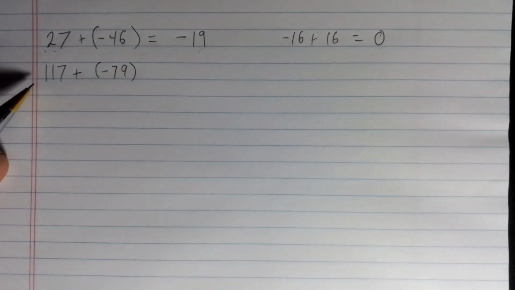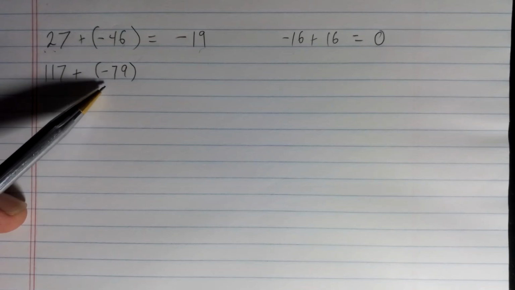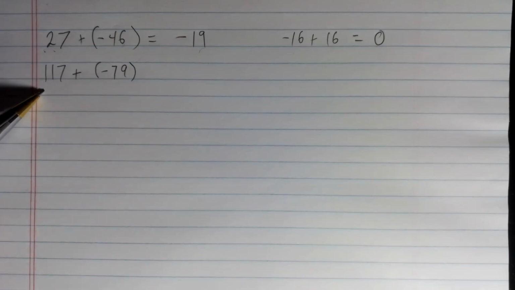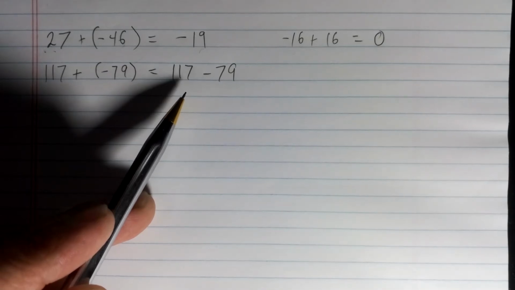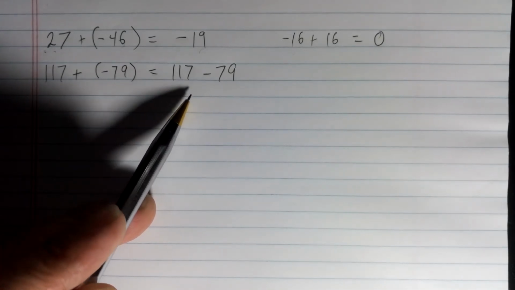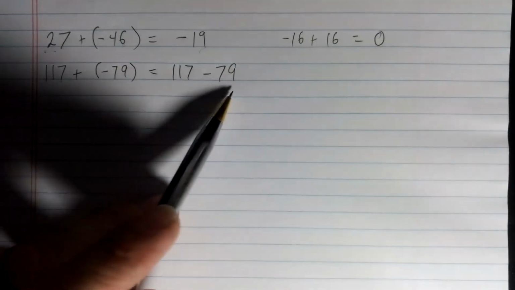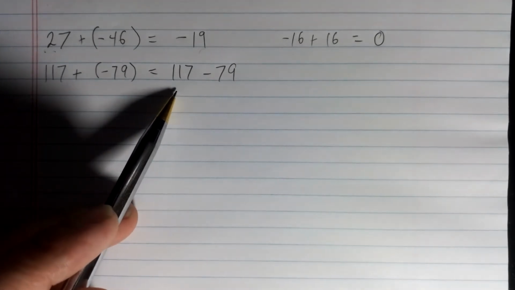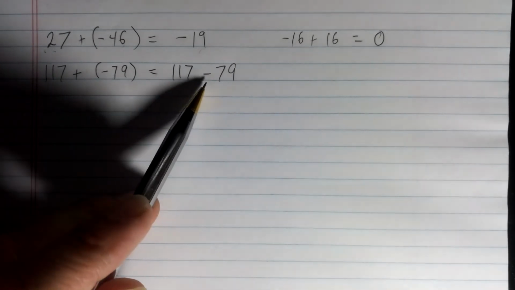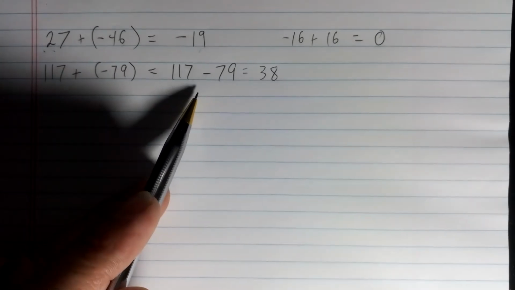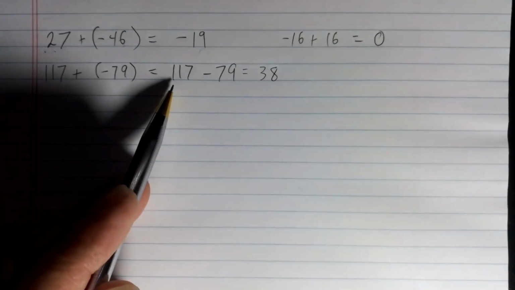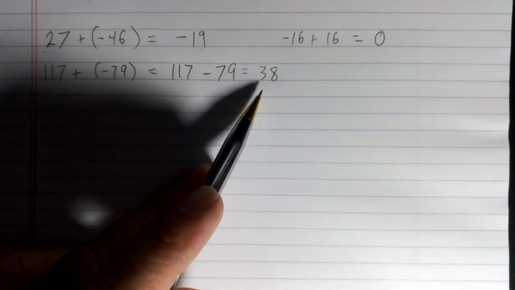And here's our next problem, and we have 117 plus a negative 79. Now this is a case where if I rewrote this like this, which is very doable, and it doesn't change anything, this is a problem that we are normally used to in elementary school, where you have a bigger number minus a smaller number, and in this case we can just follow those rules. And if I take away 79 from 117, I end up with 38.